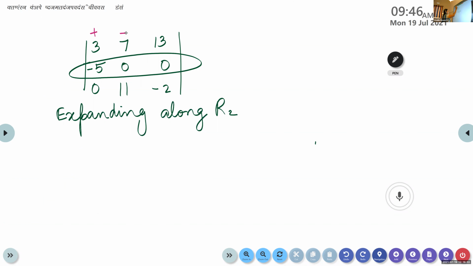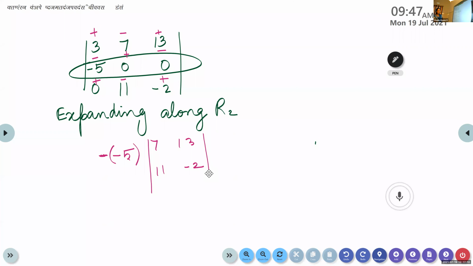Plus, minus, plus. What about the next row? Minus, plus, minus. Then plus, minus, plus. If we expand along the second row, the first element is minus 5. Minus 5 into. The sign is negative according to the position. So for the element we have minus 5 into. Now leave this row and column. So we get 7, 13, 11, minus 2.